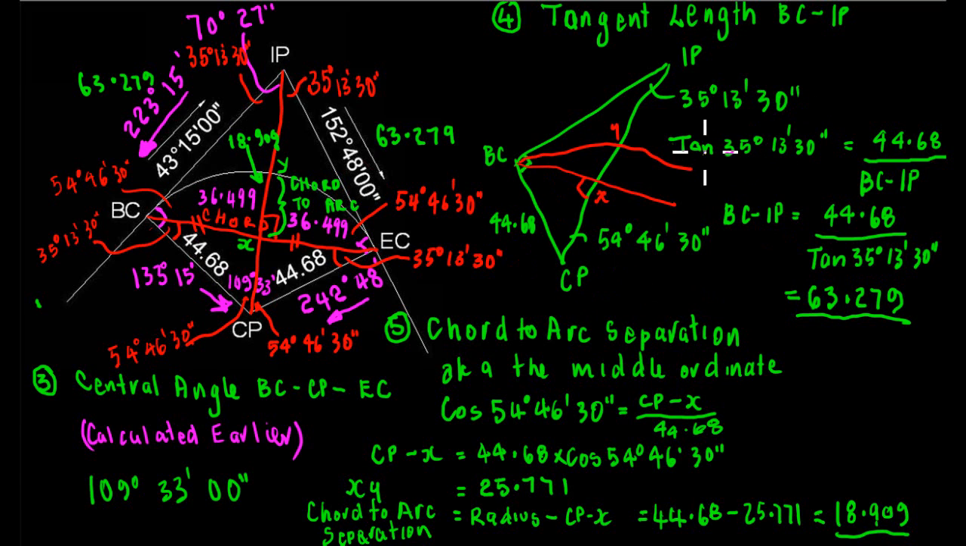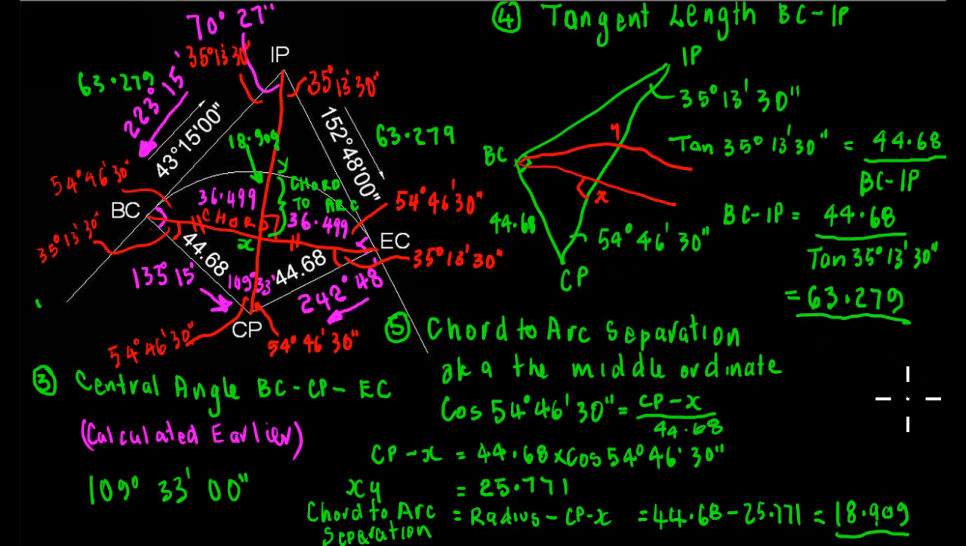We've got the angles, we know that it's a right angle, and we've got a radius here. So very simply, tan of 35 degrees 13 30 equals 44.68, which is the radius, over the BC, the tangent length that we want to calculate. So the tangent length will equal 44.68 divided by tan 35 degrees 13 30, which gives us 63.279, which I've written here on the diagram. I like to have the answers on the diagram. I've chosen different colours.